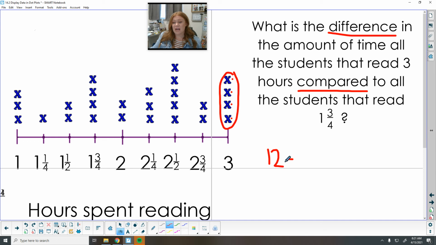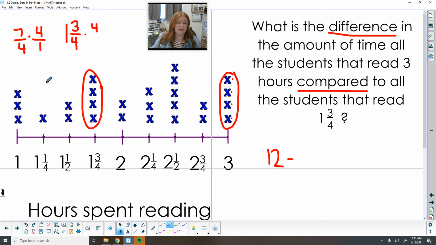And we're going to subtract and compare that to the students that read 1 and 3/4 hours. So we need to figure this one out. We have 1 and 3/4, and how many kids read that amount? 1, 2, 3, 4. So we're going to multiply that by 4. We need to make this improper. So here's 4, 5, 6, 7 over 4 times 4 over 1. I notice these cancel out, so I end up with 7 over 1, which is just 7. So to find that difference, 12 minus 7 is 5.